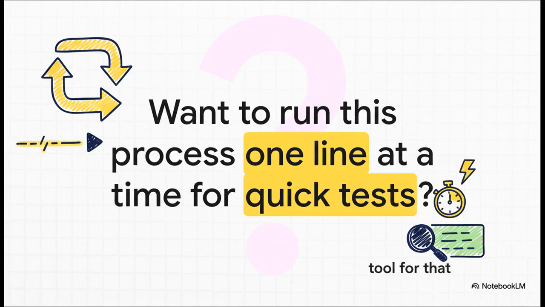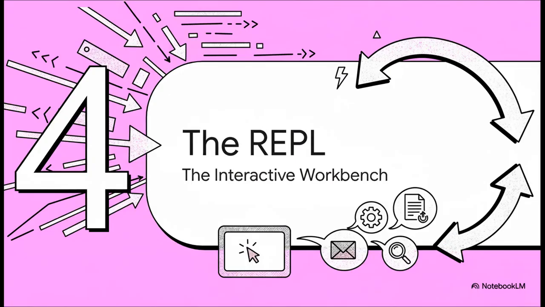But what if you don't want to write a whole file every time? What if you just want to test a quick idea, one line at a time? Is there a way to do that? You bet there is. There's a perfect tool for exactly that situation. It's called the REPL, and the best way to think of it is like an interactive workbench for your code. It's basically a way for you to have a direct, line-by-line conversation with the language's interpreter.